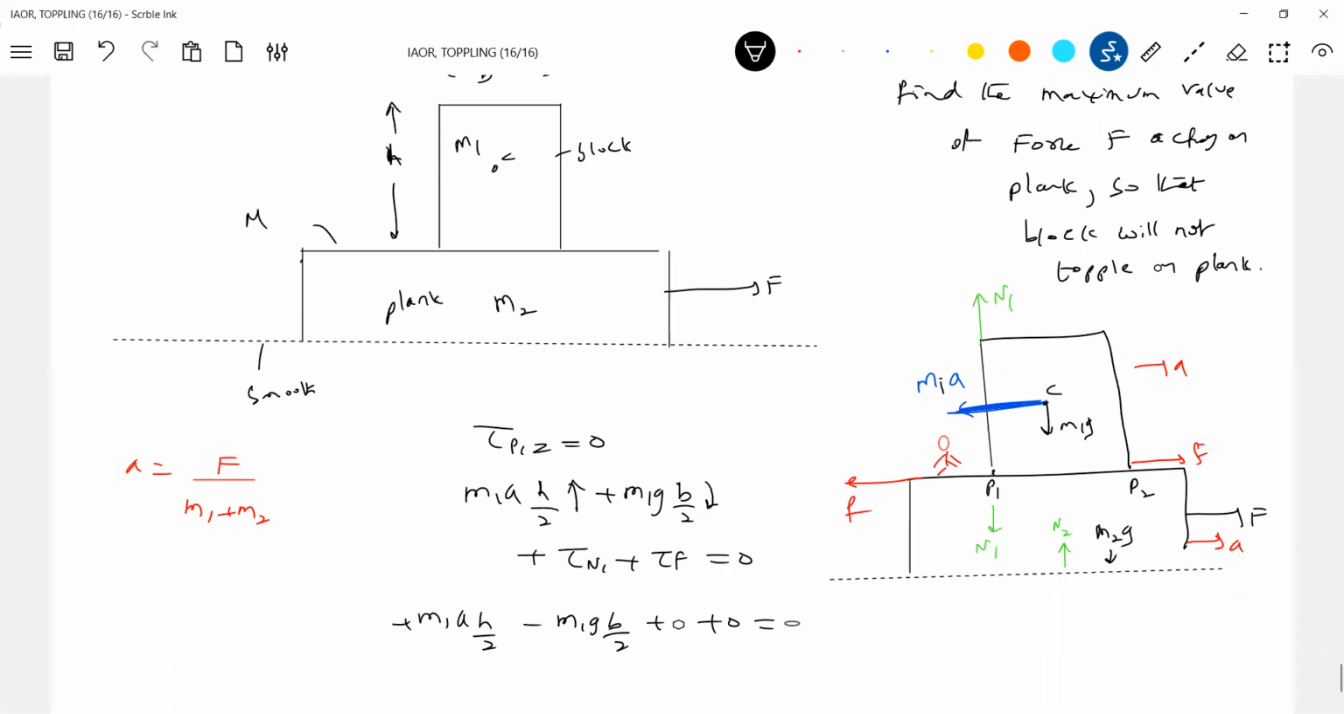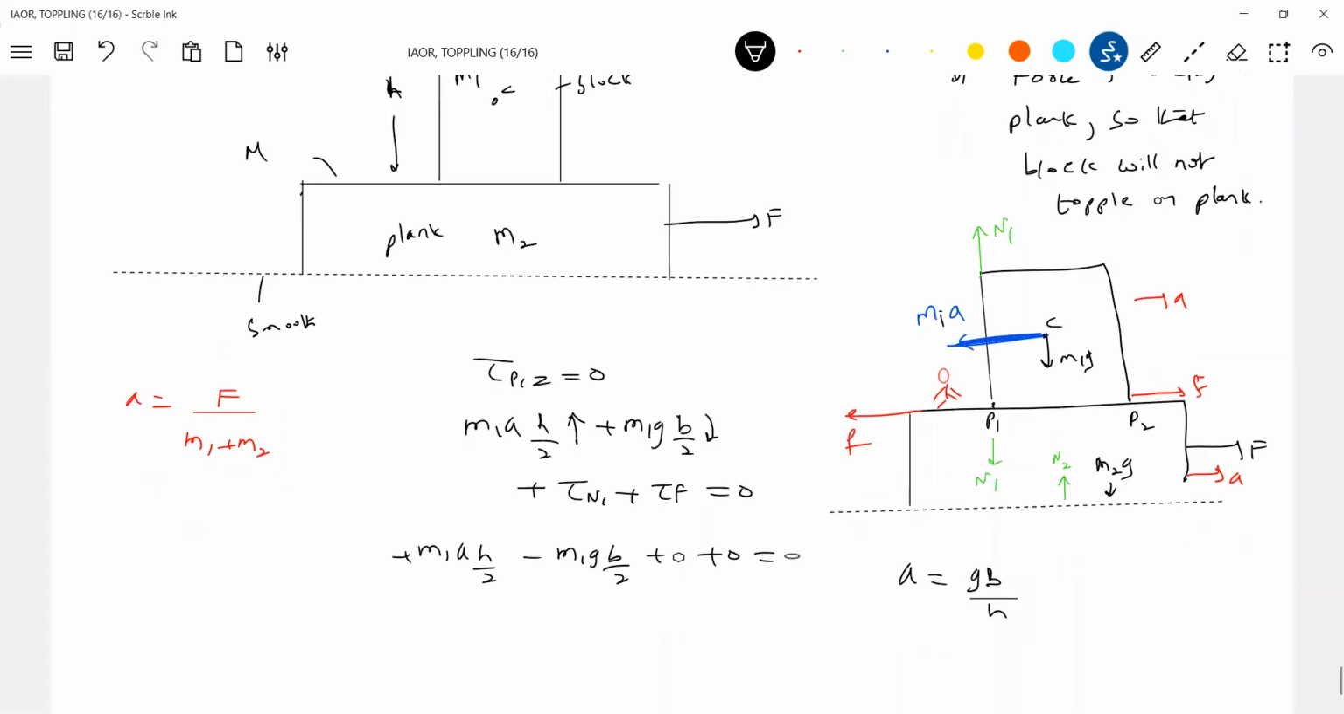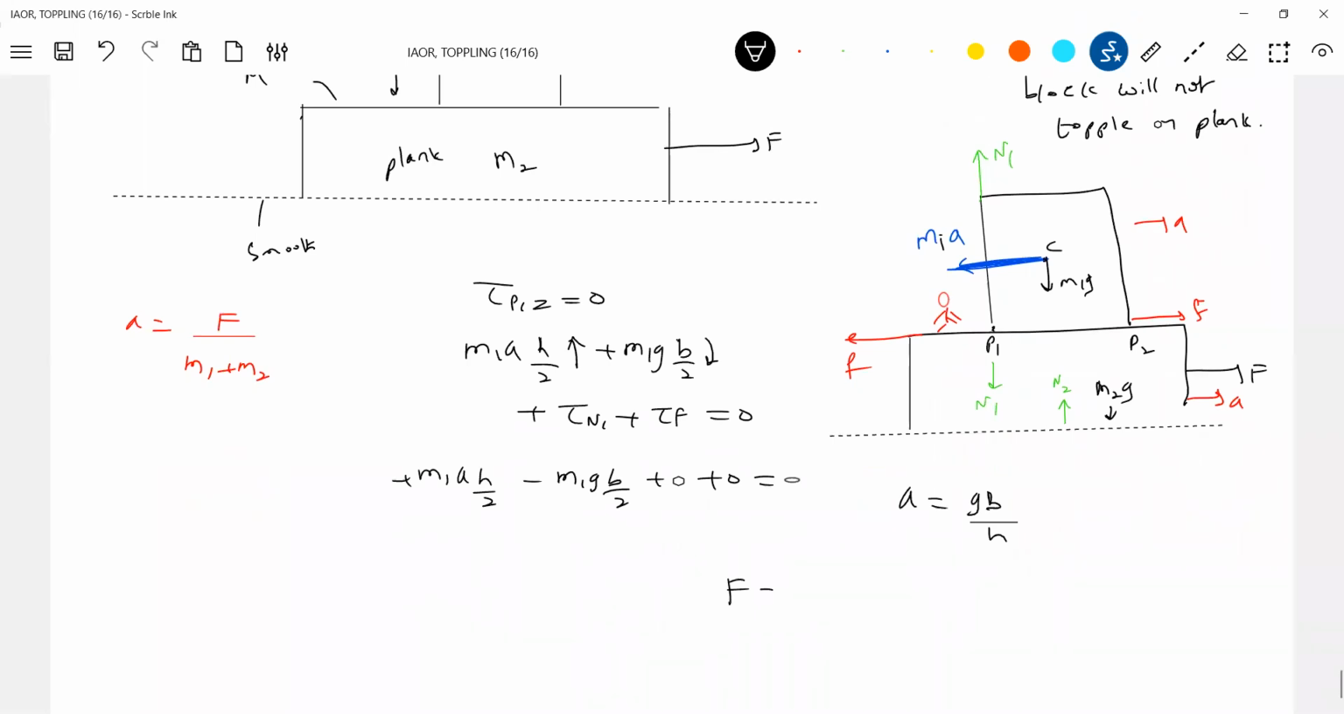So finally, what acceleration are we getting? Acceleration should be equal to gB by H. Then what is the force I should apply? F is equal to m1 plus m2 into a. So m1 plus m2 into gB by H. If the applied force is less than this, the block M1 will not topple on the plank. If the applied force is greater than this, it will topple.